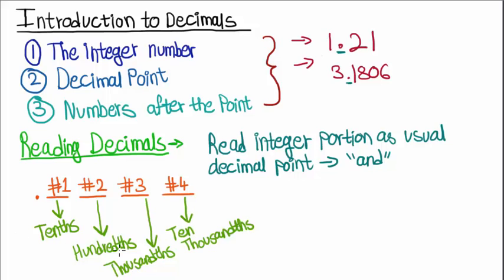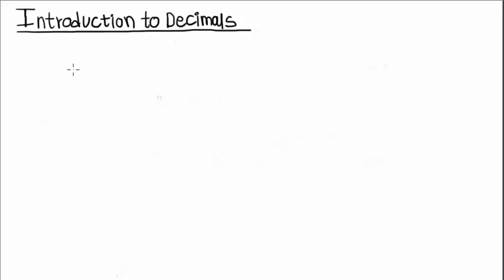Now this pattern continues on forever, for however many numbers you have after the decimal point. So the fifth number would be the hundred-thousandth, and so on and so on. Now let's do a few examples where we convert the actual decimal number into its appropriate word sentence. So in this first example, let's say you wanted to convert the number 1.96 into its appropriate word sentence.